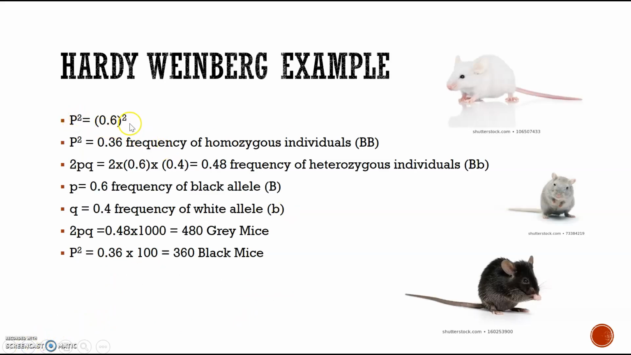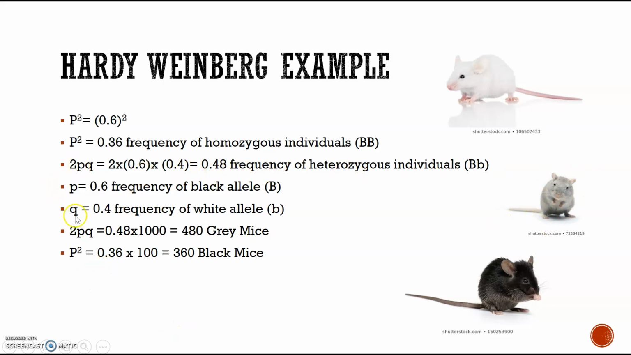So now we can use that 0.6, and if we square it, because P squared is the frequency of the homozygous individuals that have only the black colored genes, that gives us a frequency of 0.36. 2PQ, right? So we plug in the P and the Q there, our 0.6 and our 0.4, that gives us a frequency of 0.48 for our heterozygous individuals. Those are our gray mice.